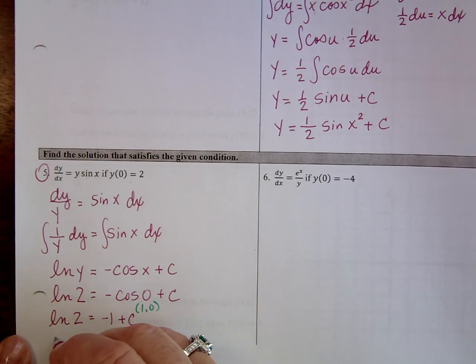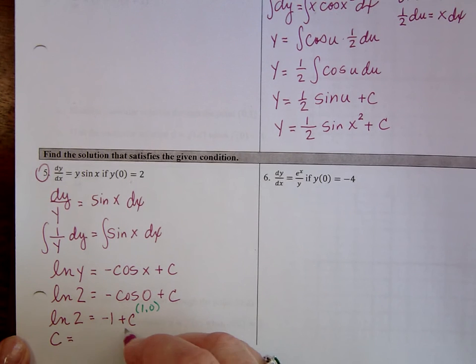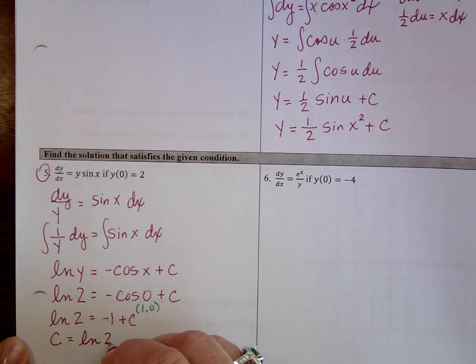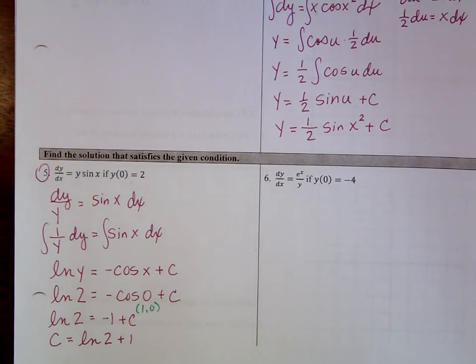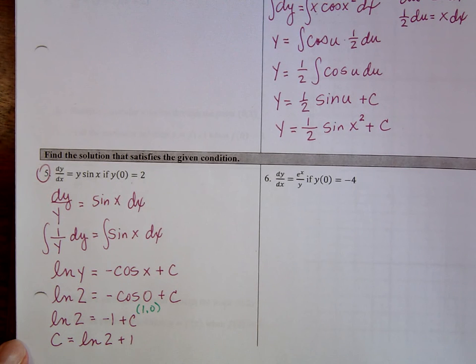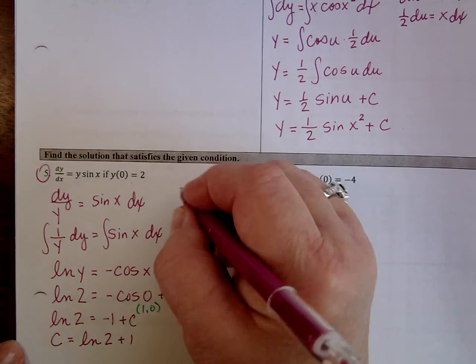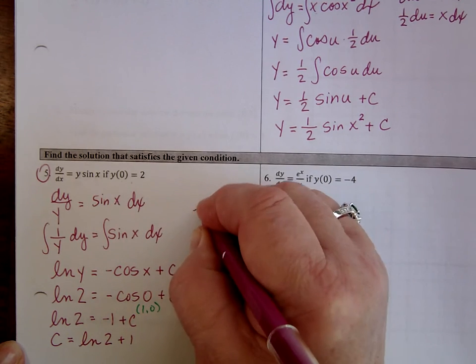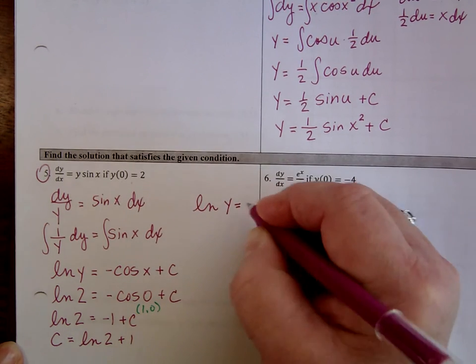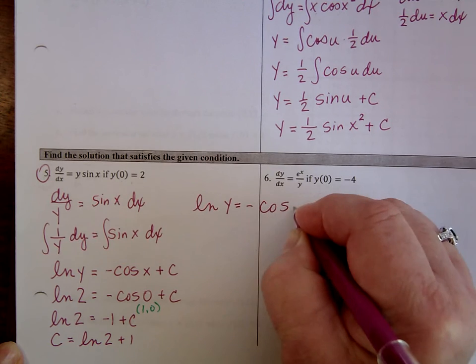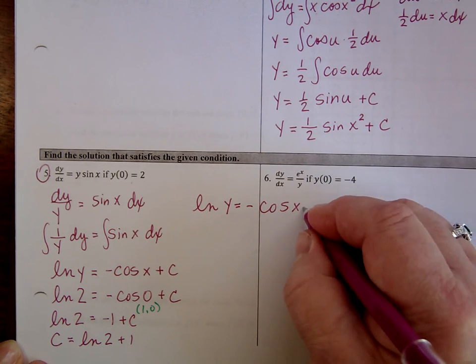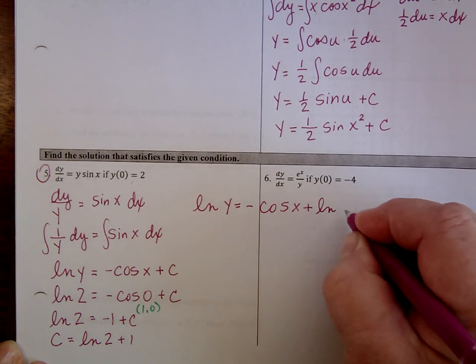And so I can solve for c. C equals, swing the 1 over, the ln of 2 plus 1. Now again, I'm going to keep that as my ln of 2, not put it into a decimal form. So here's where I'm at. I'm going back to my equation, which was here. I'm going to go into 6's territory. ln of y equals the negative cosine of x, and then plus c. Well, c is ln of 2 plus 1.